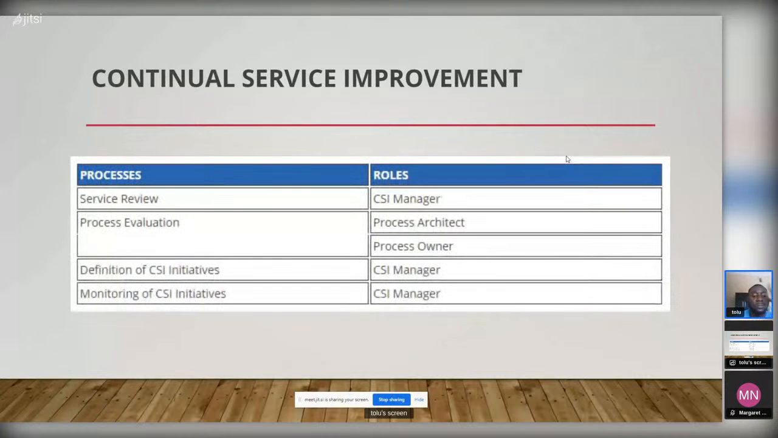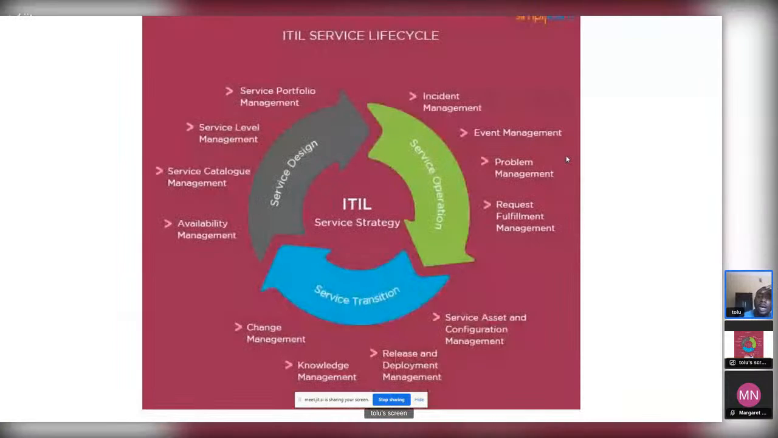So we have four processes: service review, process evaluation, definition of CSI initiative, and monitoring of CSI initiative. And now this is a picture of the service life cycle. We have the service strategy. This is where you will talk about the strategy you want to do. Then you move to the design stage.